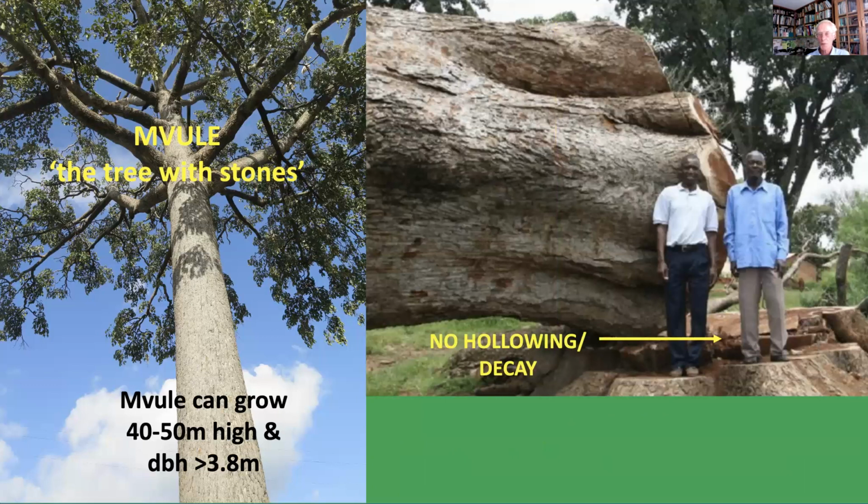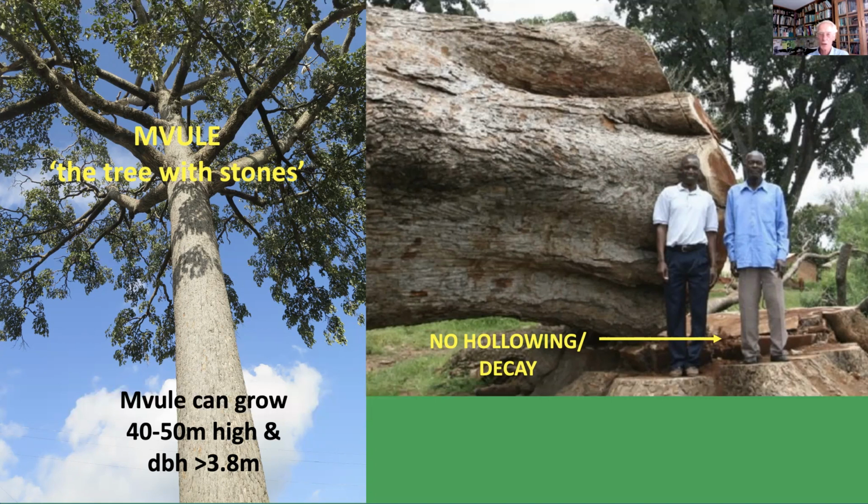Notice also something very important about the Mvule tree. It is highly resistant to erosion. Many trees, including the oak tree, as they get older, become hollow. And when trees begin to hollow, which is a very common feature on older trees, it means that the hollowing is the result of decay, in other words, CO2 going back into the atmosphere.